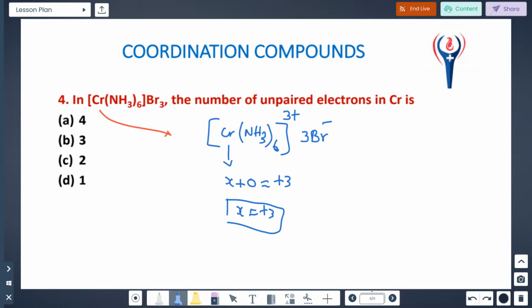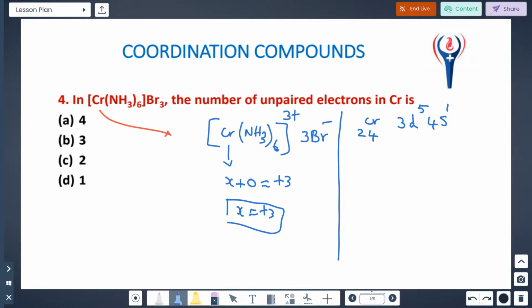Then what is the question? They are asking to find only the number of unpaired electrons. First, chromium. Chromium's atomic number is 24, isn't it? So the outer electronic configuration is actually 3d4 4s2, but we can write 3d5 4s1, to get a half-filled configuration.